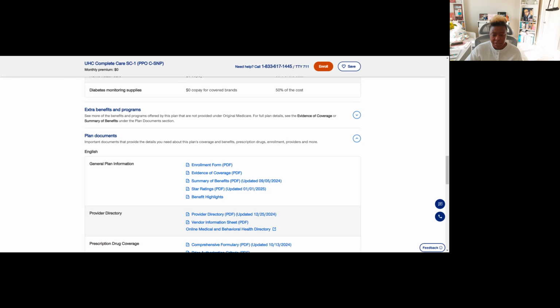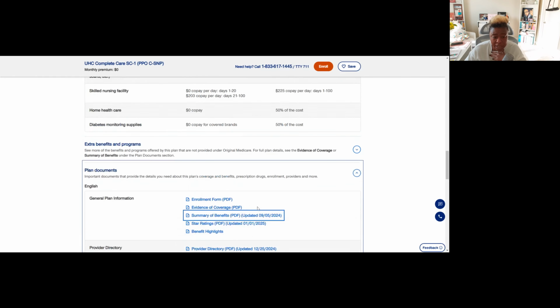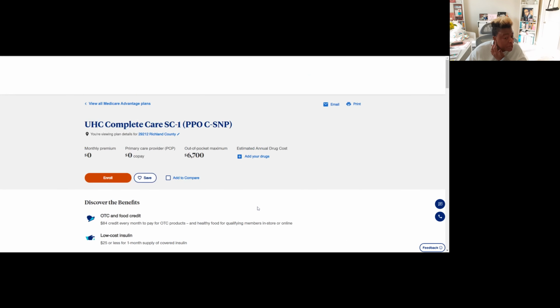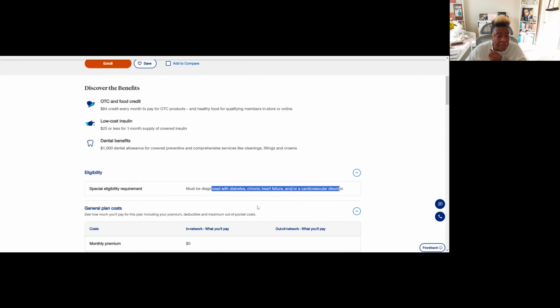Here's our vision coverage. So I will let them know they get $300 for eye care. Okay, here's the over-the-counter credit. So it's $84 every month. And this tells you where you can shop, places like Walmart, Walgreens, etc. So this still looks like a strong plan. So what we would do is we would then go in and we would look up their physicians.